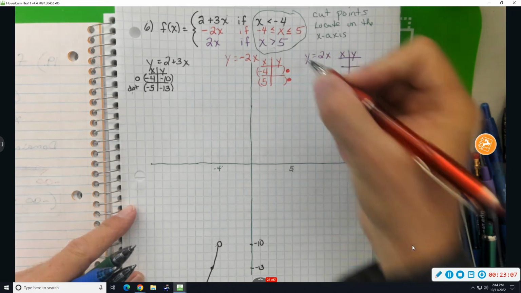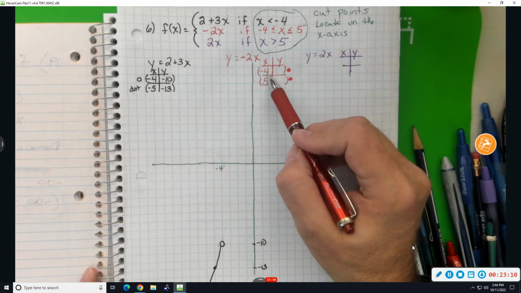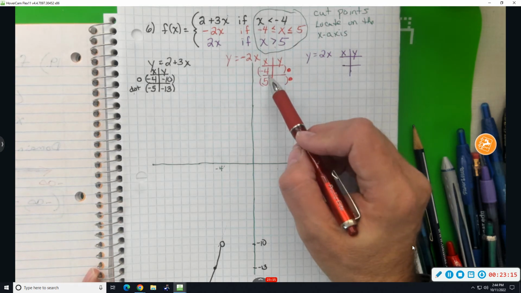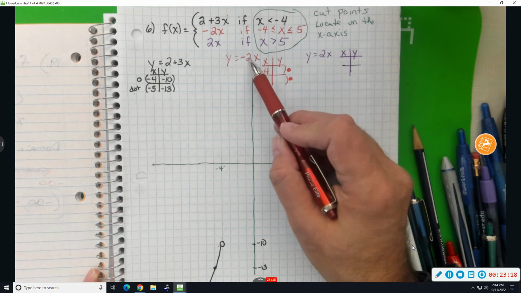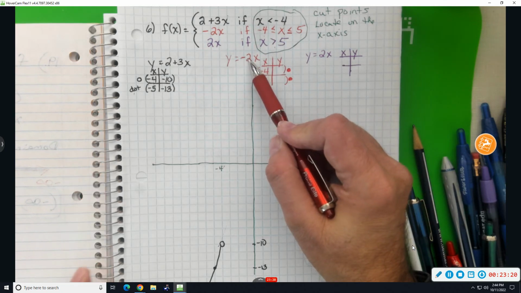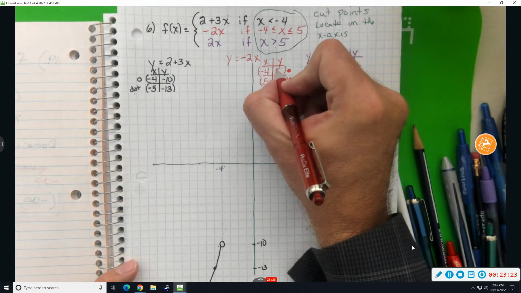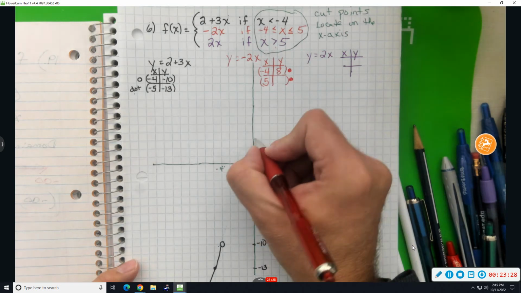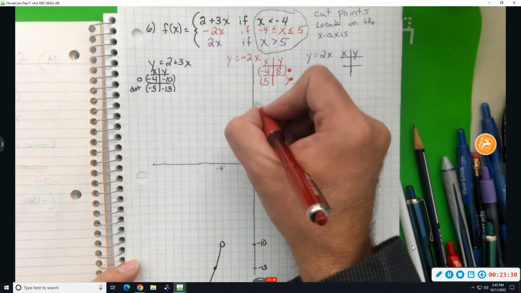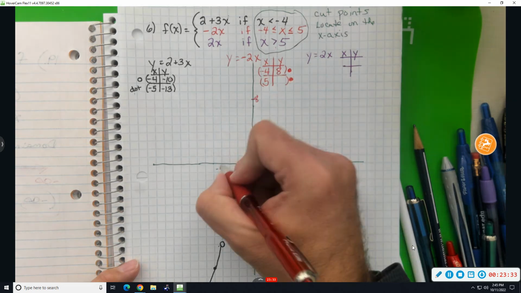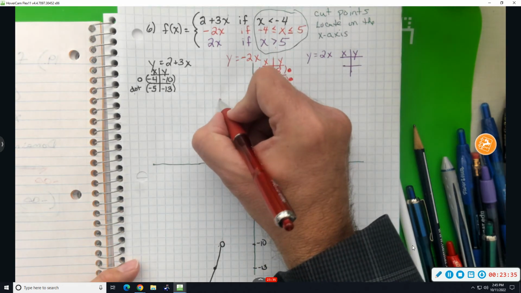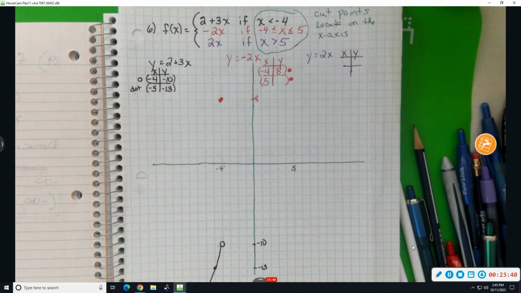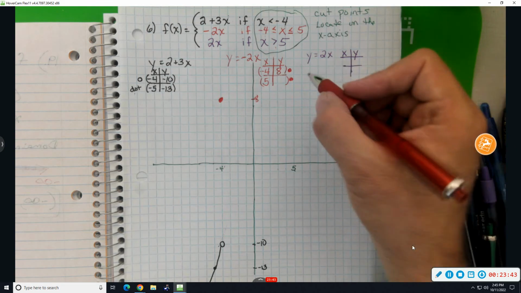Closed circle. So when I plug a -4 in for x, what am I getting for y? -4 times -2 is 8. So we have a closed circle at left 4, up 8. 1, 2, 3, 5, 6, 7, 8. Left 4, up 8, closed circle. And when I plug the 5 in, -10.